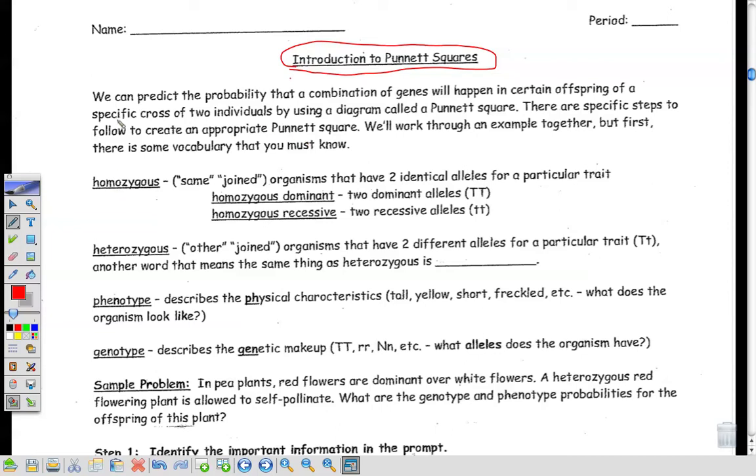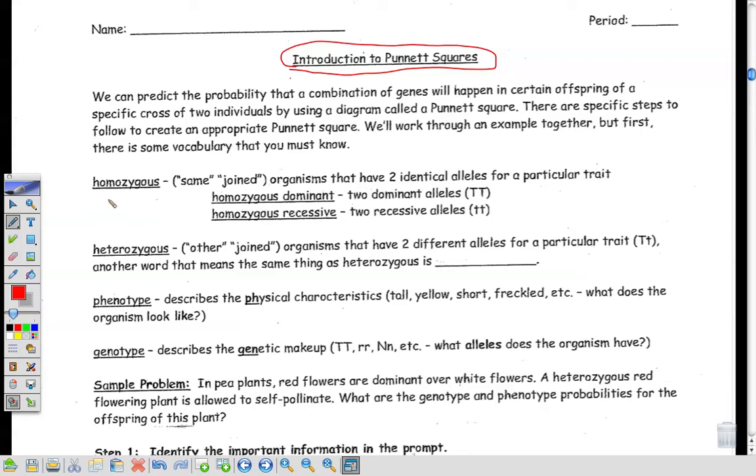Okay, so first of all, Punnett squares are used to predict the probability that a combination of genes will happen in certain offspring of a specific cross of two individuals. So there are specific steps, so we'll work through the steps together. But first, let's review some vocabulary.